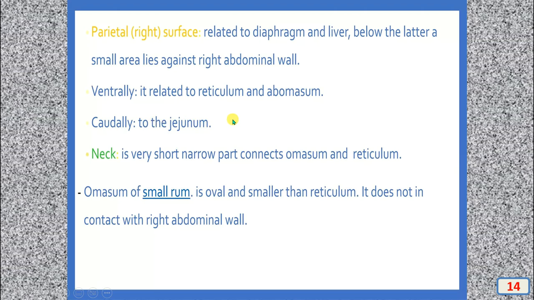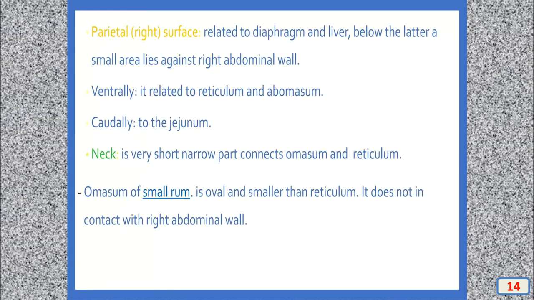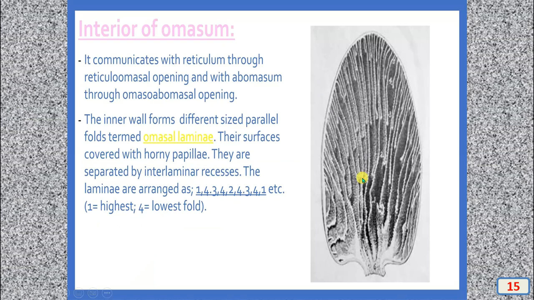Caudally it means backward, it is the jejunum. So the neck of the rumen is a very short, narrow part, then the omasum, and also the reticulum. The omasum of small ruminants is oval and smaller than that of the reticulum, but it does not contact the right abdominal wall, whereas the interior of the omasum is just like the layers of a book.